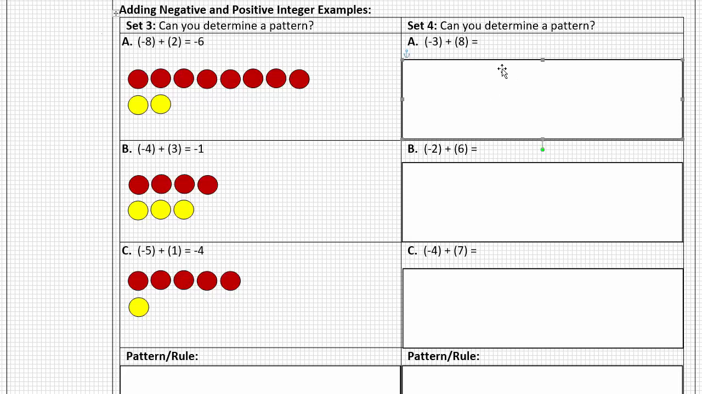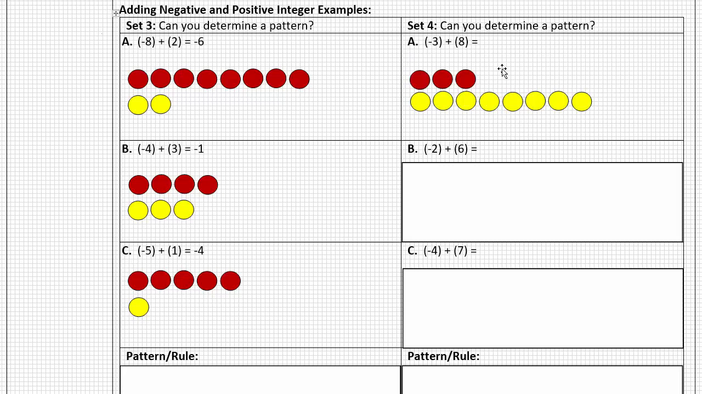Let's see how you did. For this problem in set 4, we're going to start with 3 negative integer chips. Then we would have 8 positive integer chips. We notice that there are 3 zero pairs that cancel out, leaving us with 5 positives. So -3 plus 8 equals 5.